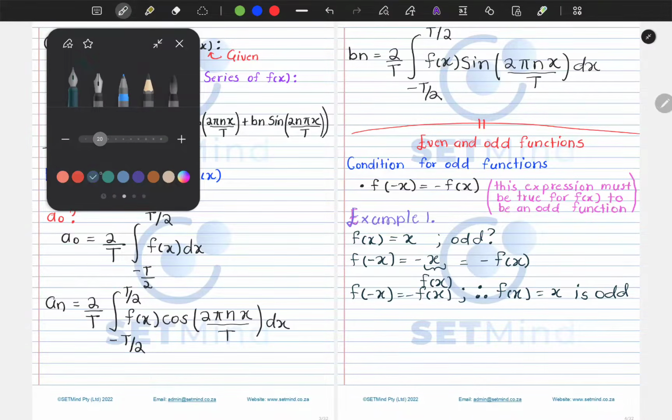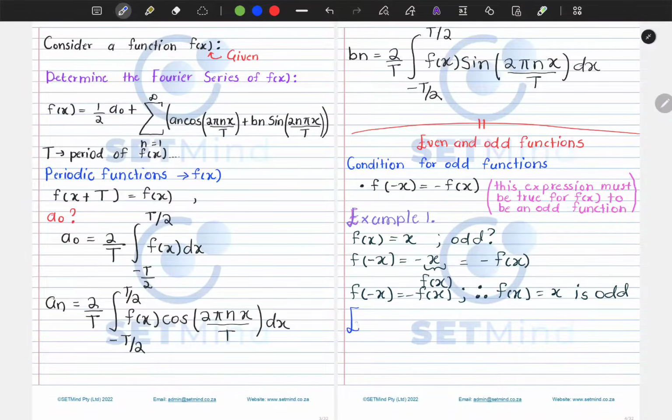Let's have a look at another example. Let's call it example 2. And for example 2, the function which we are given is f of x equals x cubed. So if you look carefully, we are going to do f of negative x, which means we'll have negative x all cubed, which will end up giving us negative x cubed.